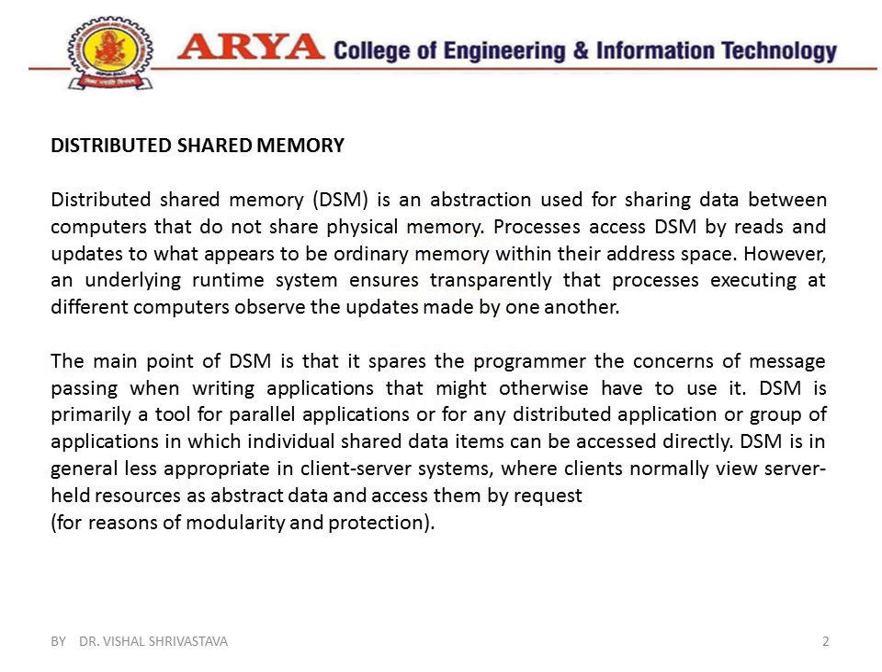Today our topic is distributed shared memory. Distributed shared memory is an abstraction used for sharing data between computers that do not share physical memory. Processes access distributed shared memory by reads and updates, so what appears to be ordinary memory within their address space. However, an underlying runtime system ensures transparently that processes executing at different computers observe the updates made by one another.